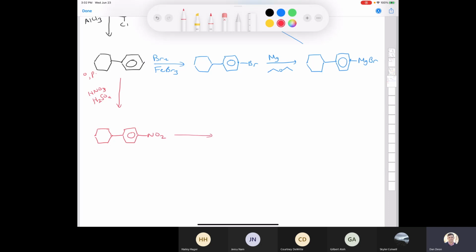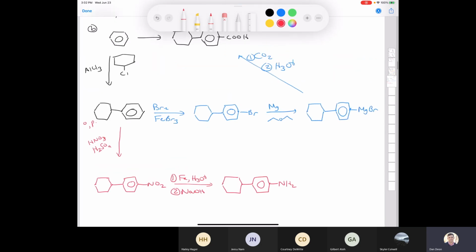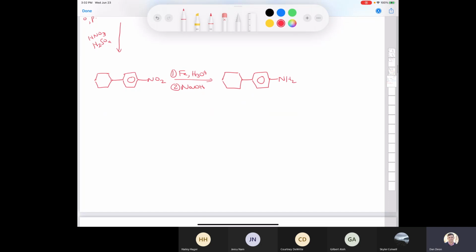Then you're going to reduce that using iron and aqueous acid, followed by treatment with sodium hydroxide. Again, that's going to put the amine here, which will be primed for diazotization to install the nitrile. So first we're going to treat this with sodium nitrite and HCl. That's going to make the diazonium ion. So let's draw out the diazonium ion.